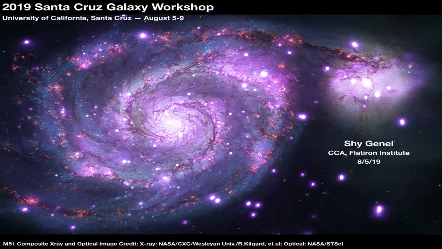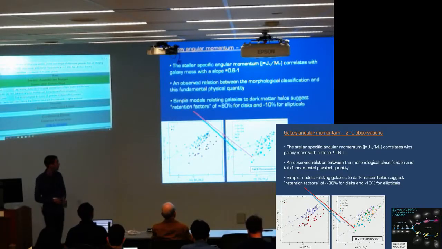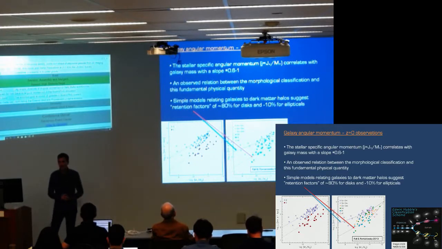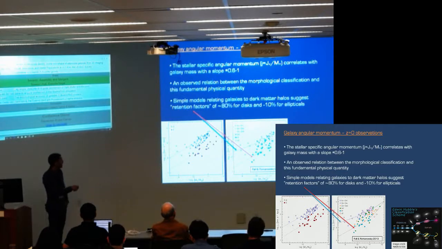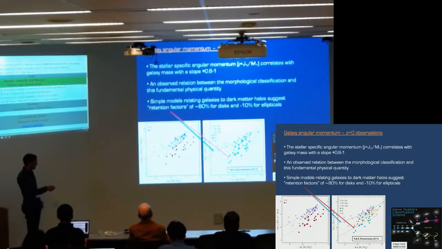I'm going to start with one slide of introduction just to motivate the general context in which this work has been done. And this is the angular momentum content of galaxies. Specifically, we have this fundamental plot here showing the specific angular momentum content of the stars in galaxies as a function of the stellar mass of the galaxy. And the galaxies are separated here into disk galaxies in blue and elliptical galaxies in red.